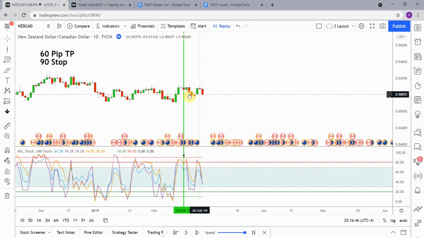All right, and you see there that we got to take profit rather easily, getting us a winning signal there. Let's go ahead and continue on.